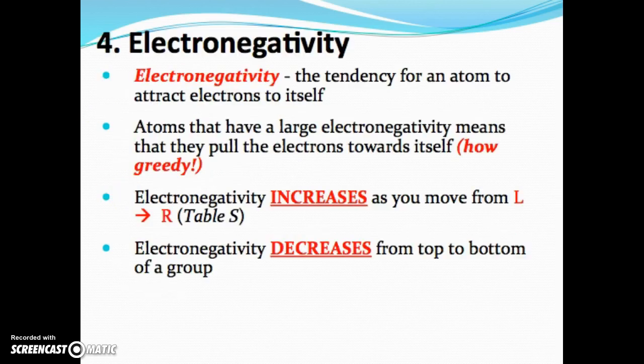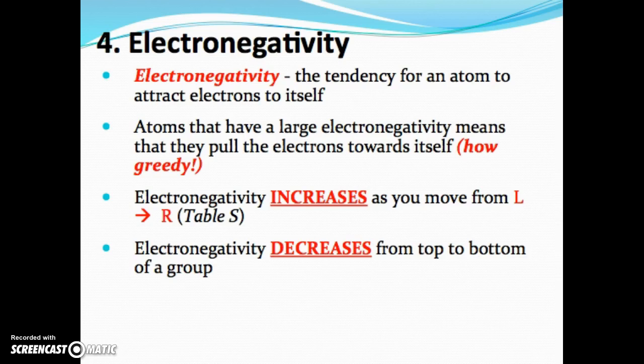Last trend we have to know is called electronegativity. Electronegativity is a tendency to attract electrons to yourself. We need to know that as you go left to right across the periodic table, it goes up. As you go down a group, it gets smaller. And the most electronegative element is fluorine. It is in the top right, so it's following that same trend that ionization energy follows, up and to the right.